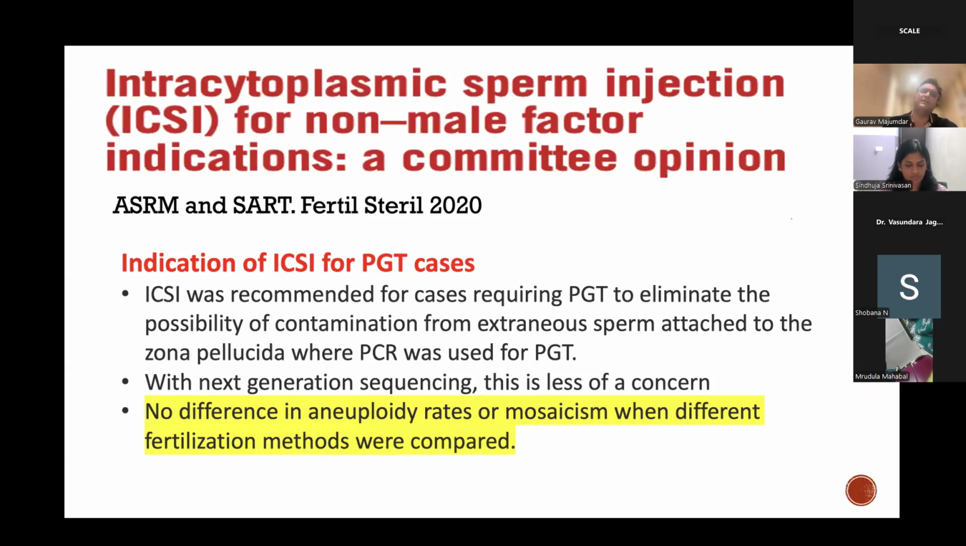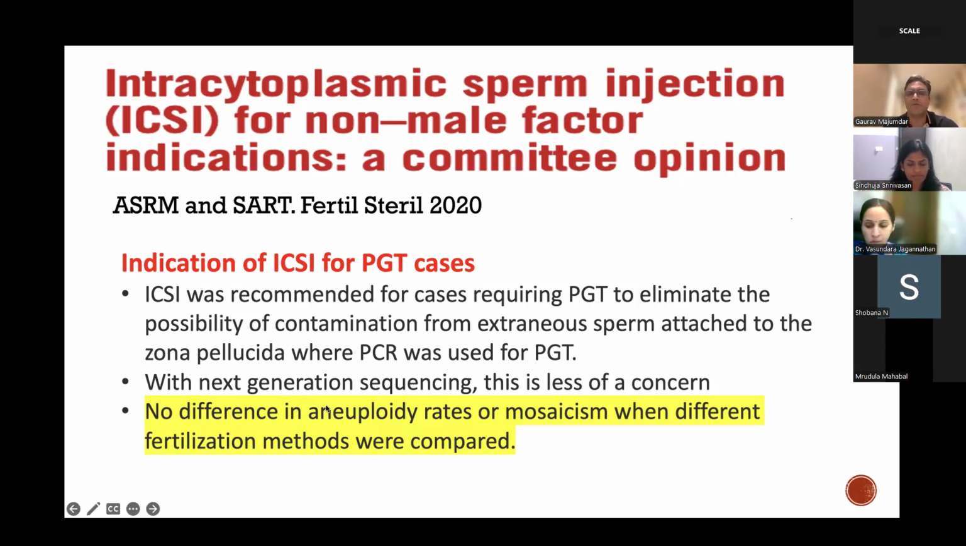As far as PGT cases are concerned, we keep getting these queries every day: earlier, ICSI was recommended for cases requiring PGT to eliminate the possibility of contamination from the sperm attached to the zona, where PCR was used for PGT. But now with next generation sequencing, this is less of a concern. And they found no difference in aneuploidy rates or mosaicism when different fertilization methods were compared. So this is again a committee opinion from ASRM and SART. So you can now safely perform IVF even for all patients requiring PGT testing, right?